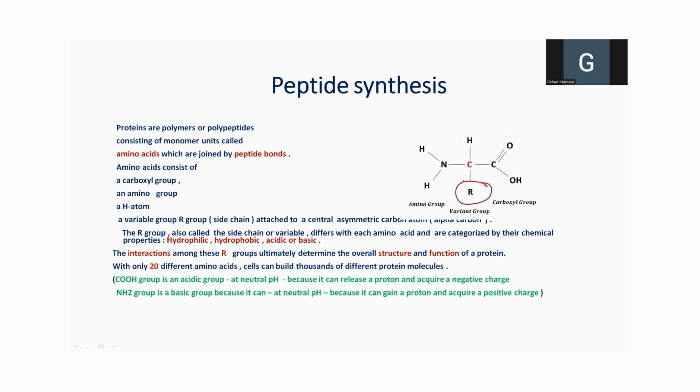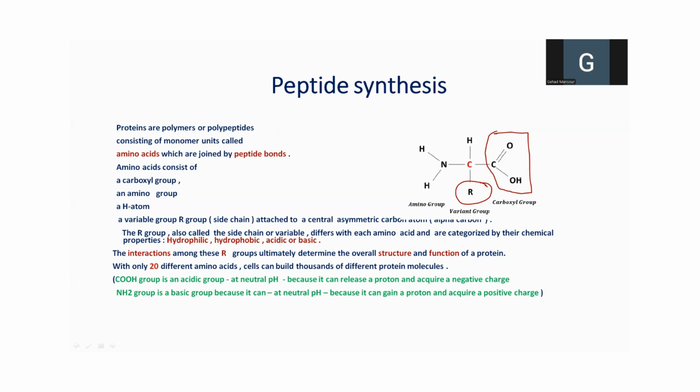The fourth group is an R group that is considered a variable group. This R group is called the side chain, and this R group will differ from one amino acid to another and will determine many properties of the amino acids, because that R group can be a hydrophilic group or a hydrophobic group. It can be an acidic group or a basic group. Actually, we have one acidic group, which is the carboxylic group in the amino acid molecule.